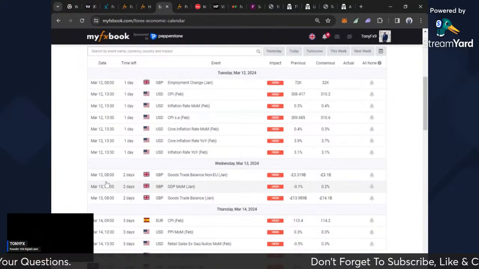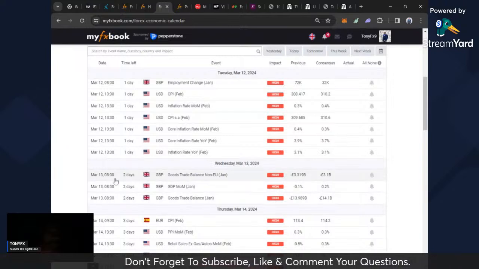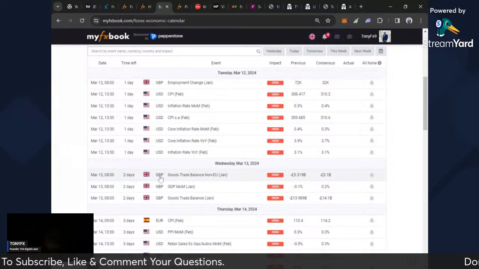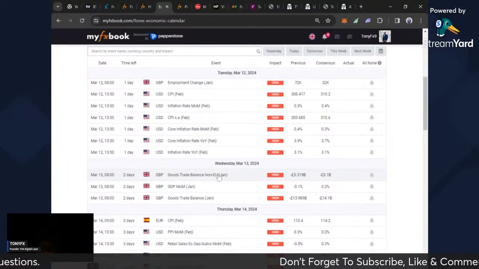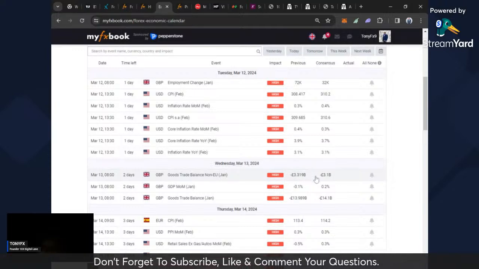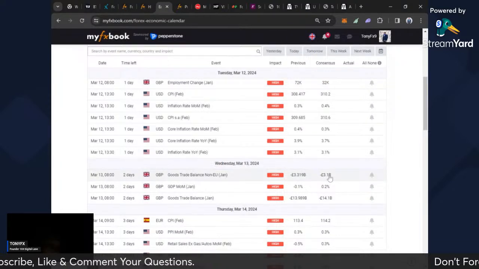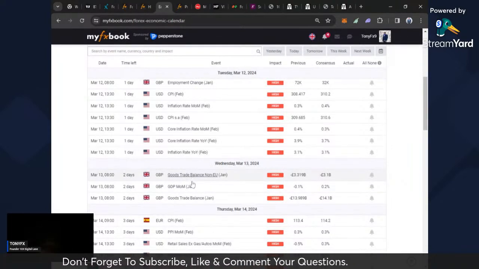Then on Wednesday, we only have London session news, which is by 8 o'clock. We have news for GBP, which has to do with the goods trade balance, the total import minus the total export. If the total import is higher than the total export, it is bad for GBP. If the total export is higher than the total import, it is good for GBP. So that is what we see for the goods trade balance for GBP.